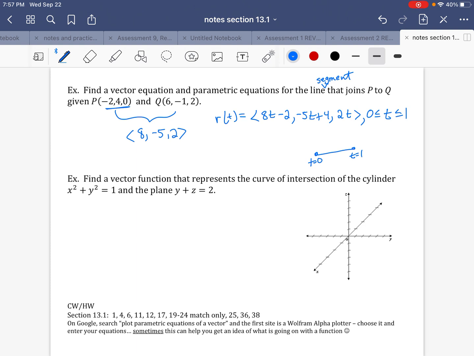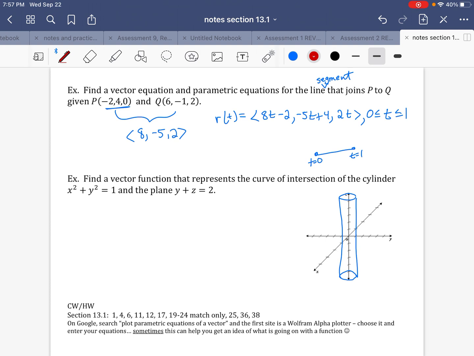All right, so this last example here: find a vector function that represents the curve of intersection of the cylinder. So we have a cylinder, so let's draw that. We have a cylinder of radius 1, so it comes down, going along the z-axis, right? Because z is missing. Okay, and this plane. Notice this plane does not mention x. So I want to see where these two things intersect.